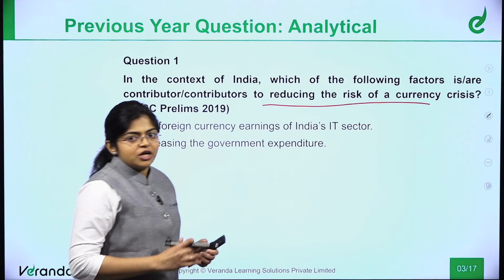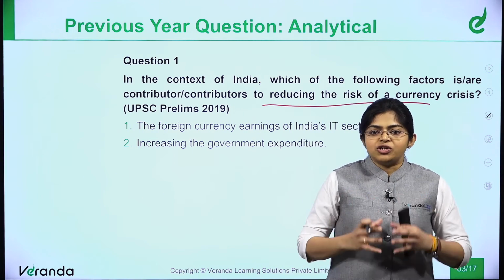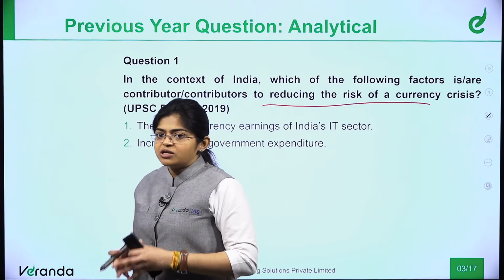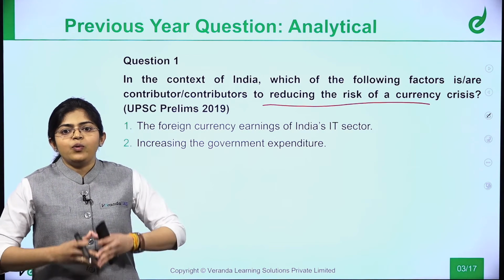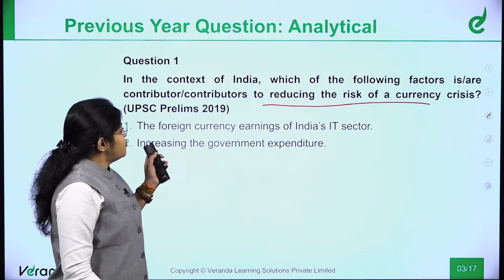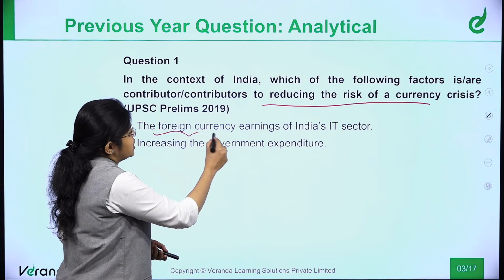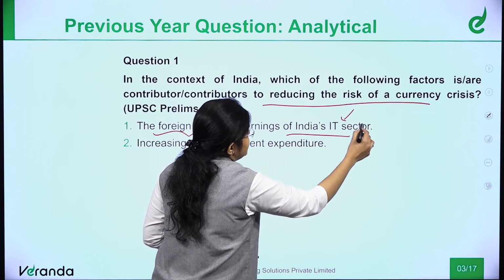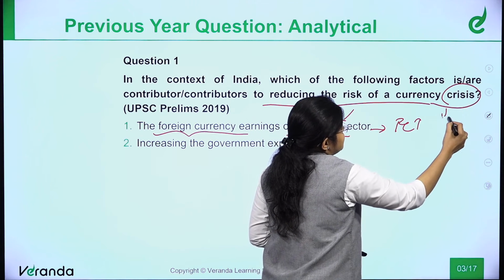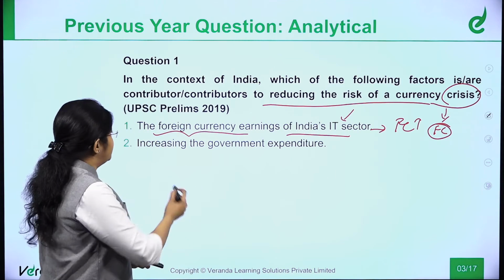Let me explain what is currency crisis. Currency crisis is about how much foreign exchange the government has at its disposal for expenditure. In case the government has very little foreign currency, it is called a currency crisis. So the foreign currency earnings of India's IT sector only lead to an increase in foreign currency. It becomes a crisis only when we have less foreign currency. So the first option can be easily eliminated, isn't it?